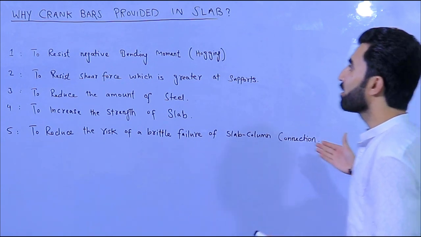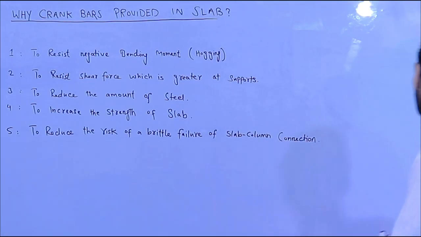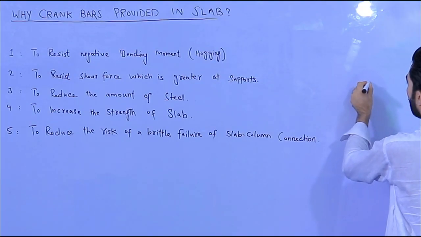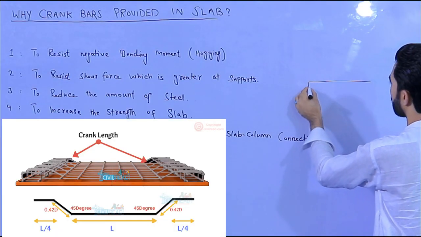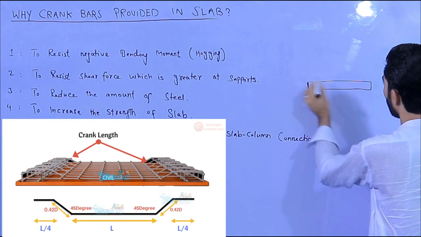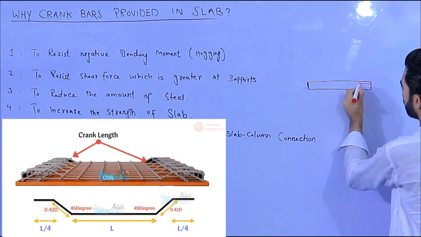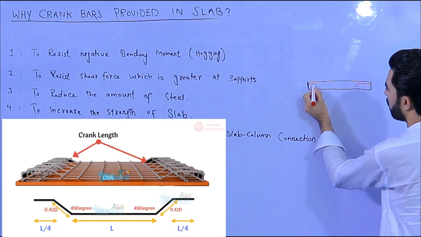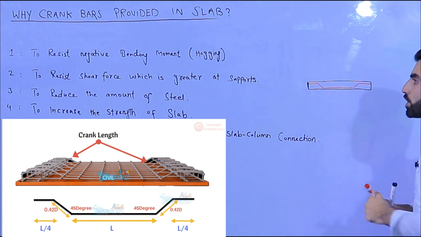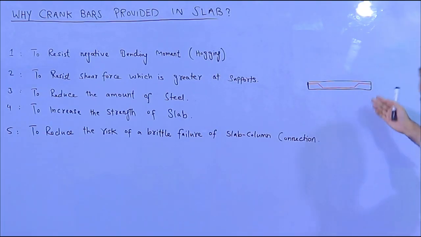Let's start, guys. The topic is why crank bars are provided in slab. What's the reason behind this? What is crank bar, guys? You can see this is an RCC slab. This is just the section, right? So guys, here we provide crank bar like this. Guys, you can see in the picture, this is crank bar and RCC slab. Okay, so we provide crank bar.